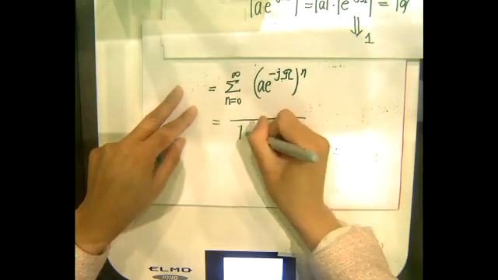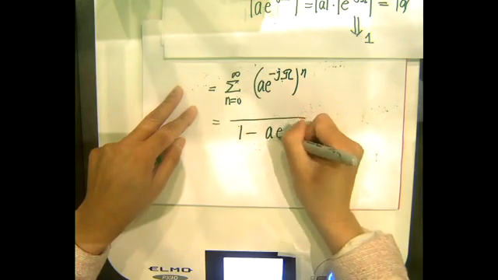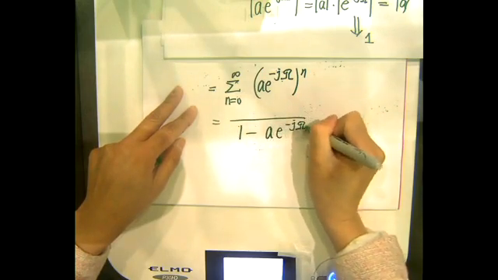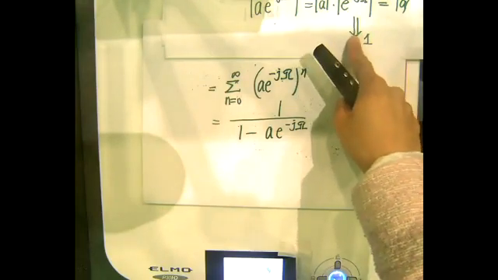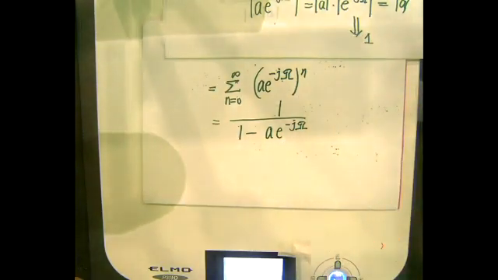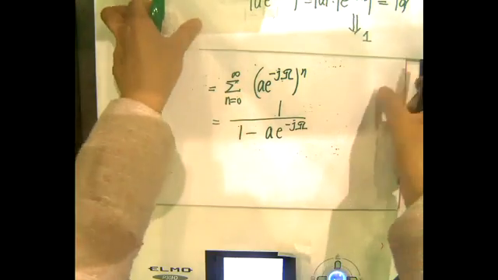It will be 1 minus A. So it's a power series summation, and you have to check that this amplitude is always smaller than 1. That's why, if my A amplitude is smaller than 1, the summation exists.